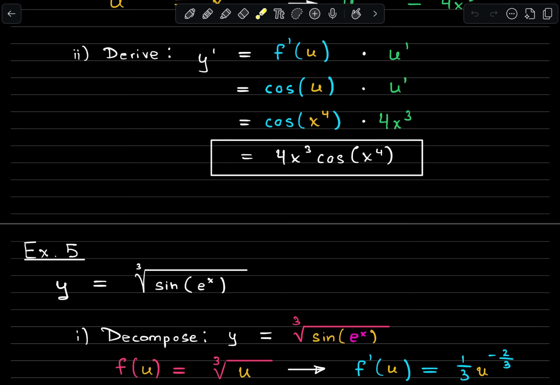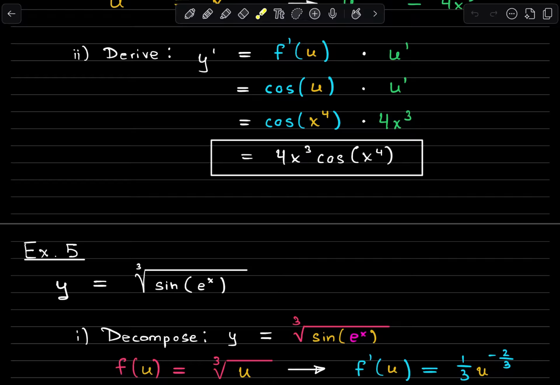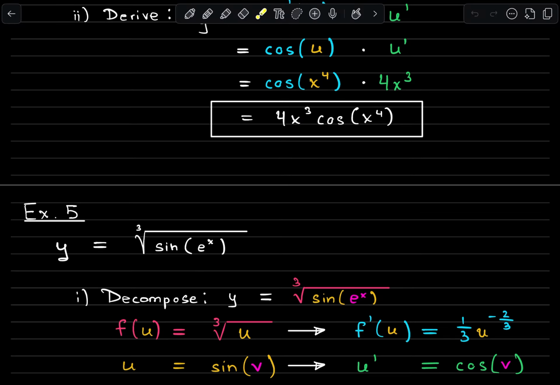That's fine. Let's call everything underneath the cube root u for a second. Our outermost function is just going to be f of u, which is the cube root of u. And the cube root of u we can represent as u to the 1/3 power. If it's u to the 1/3 power, we derive this by power rule. The 1/3 comes down. 1/3 minus 1, or 3/3, results in -2/3. Okay, so that's the outermost function.